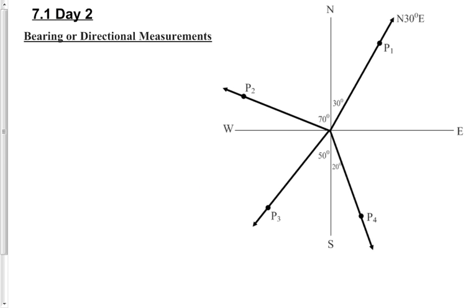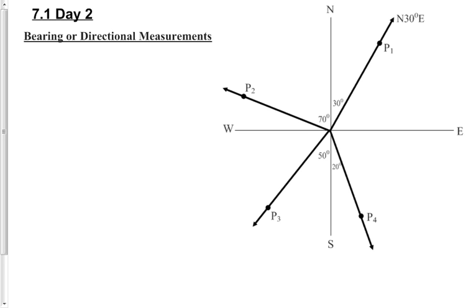Okay, we're going to take a look at section 7.1, day 2, and this is going to continue our lesson on right triangle trigonometry. We need to begin today with a little lesson on bearing or directional measurements.